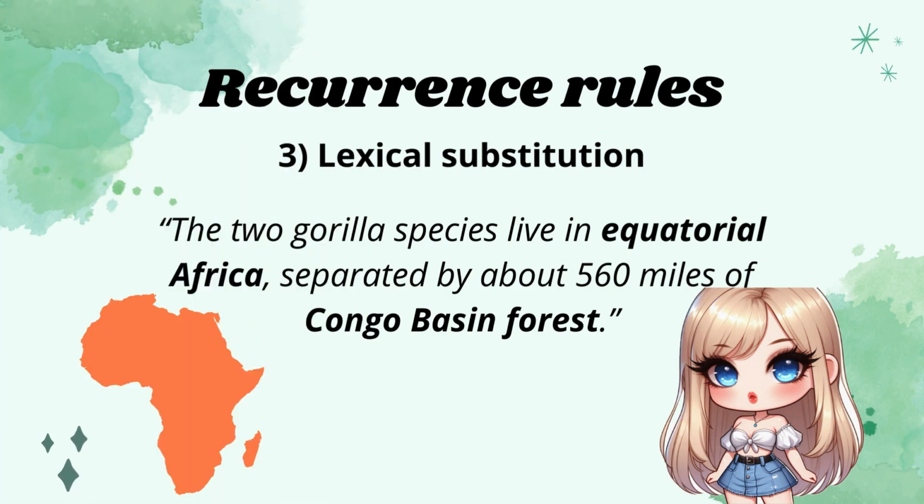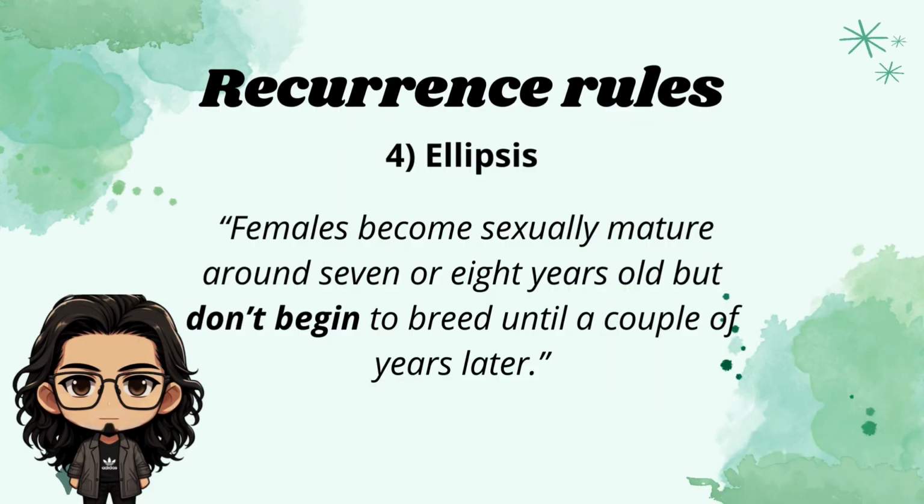"The 2 gorilla species live in equatorial Africa, separated by about 560 miles of Congo Basin forest." This sentence first mentions equatorial Africa, which is a general geographical area, but later refers to the most specific place, Congo Basin forest. The fourth recurrence rule that can be identified in this text is ellipsis.